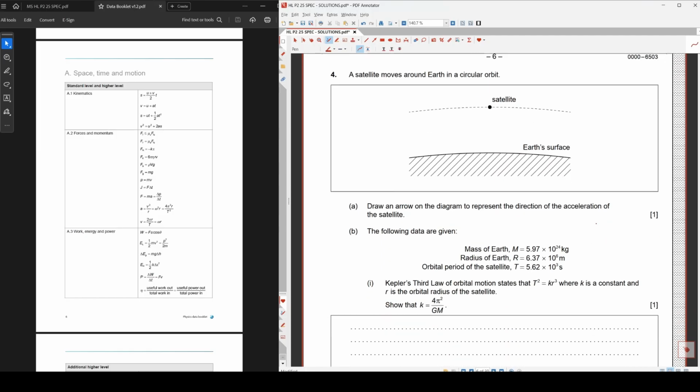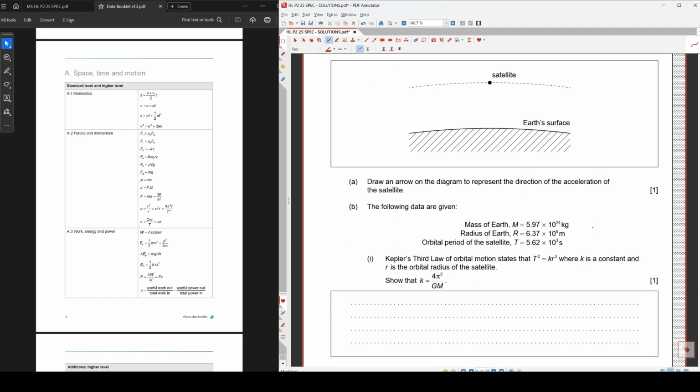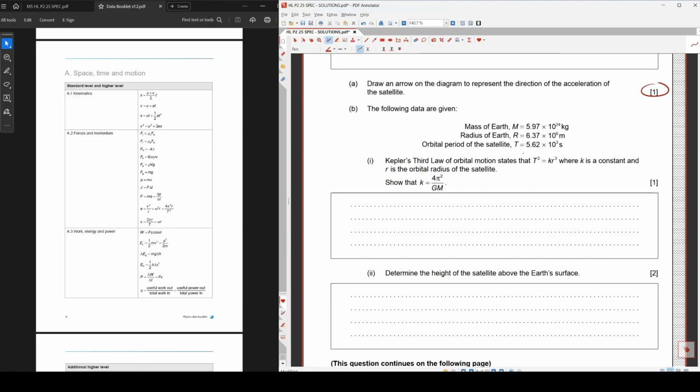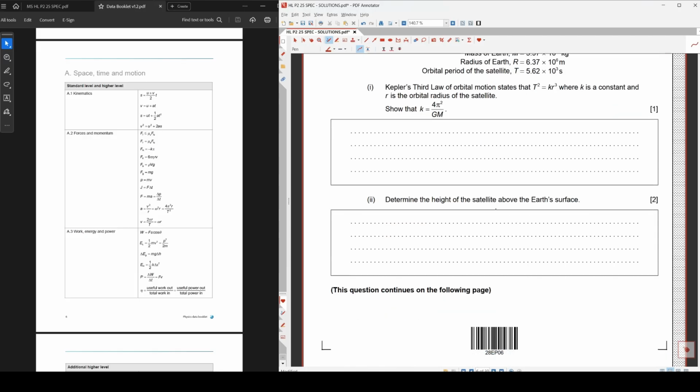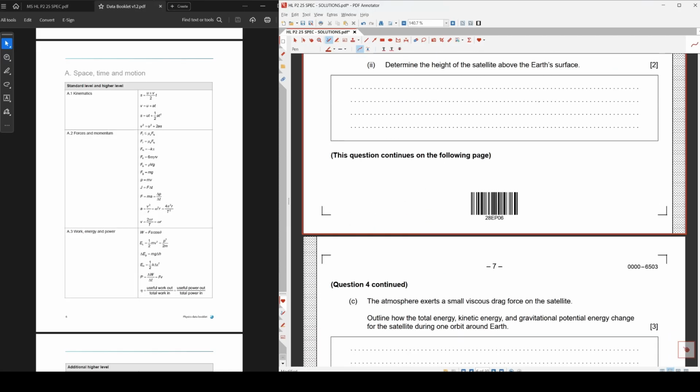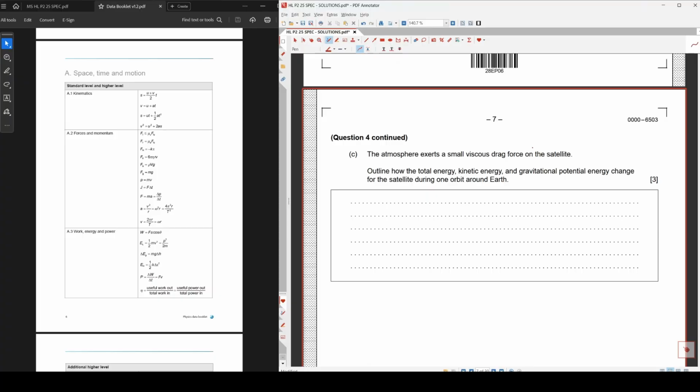Okay, then I got a satellite moving around the Earth. I'm skimming. I see there's a point for drawing an arrow. I'm definitely going to try that. That seems doable. Here's a bunch of data. Oh, that's scary fractions. I don't know if I want to try that the first time. Height above the surface. I remember those were tricky. That might be a try-it-later.